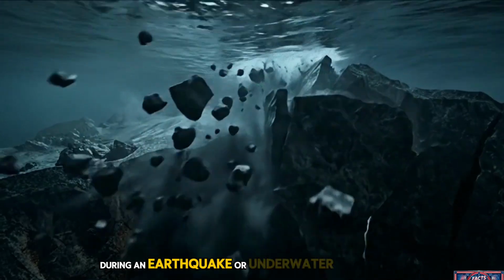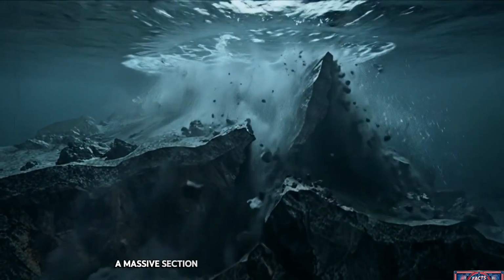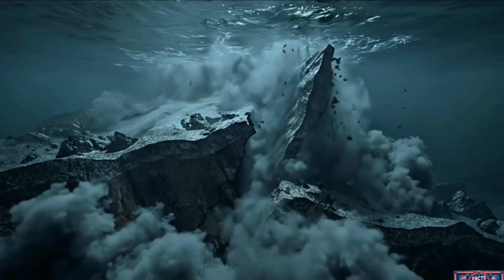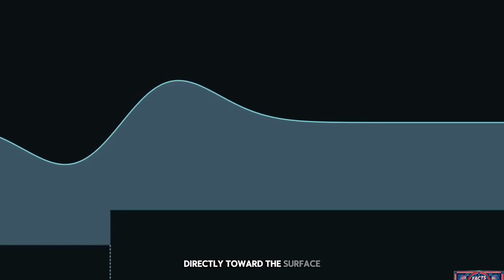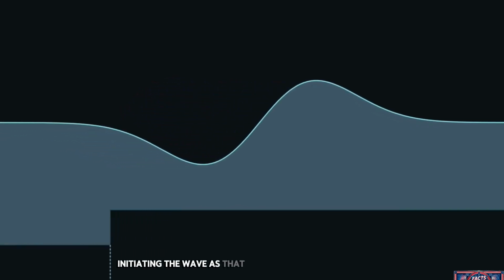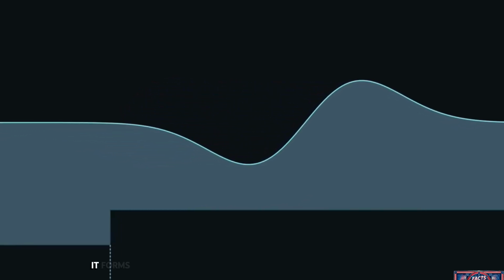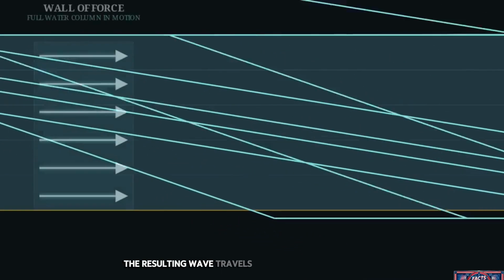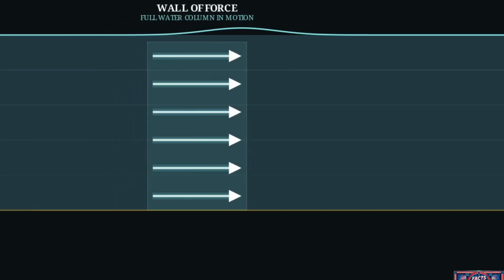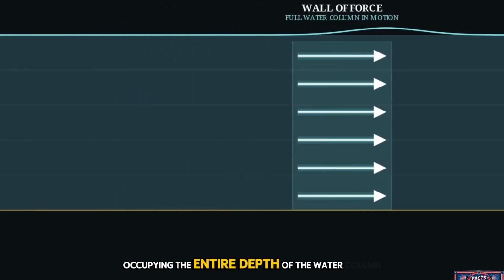During an earthquake or underwater landslide, a massive section of the ocean floor violently fractures and thrusts upward. The upward thrust of the seafloor shoves a colossal column of water directly toward the surface, initiating the wave. As that massive displacement travels, it forms a specific structure, with the highest point labeled crest and the lowest trailing point labeled as the trough. Because this energy originates from the seafloor, the resulting wave travels as a massive wall of force, occupying the entire depth of the water column.